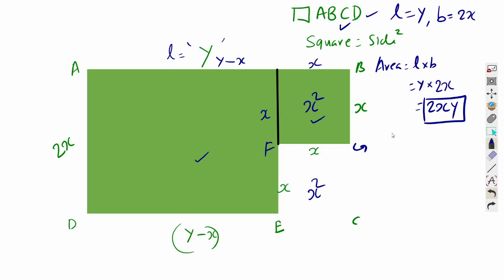What I did was I just removed this part. That means the remaining area, or area shaded, can be written as 2xy minus x square. This much is removed, correct? This way we can calculate the remaining area.